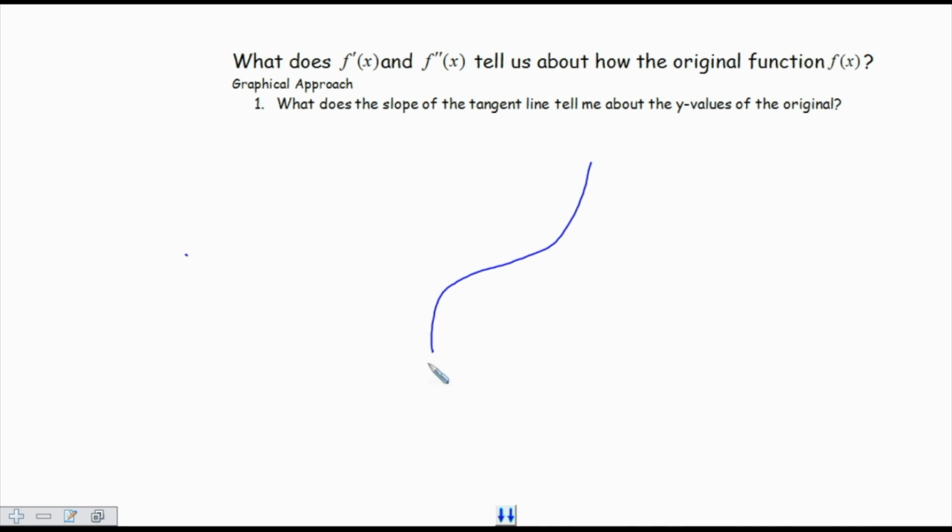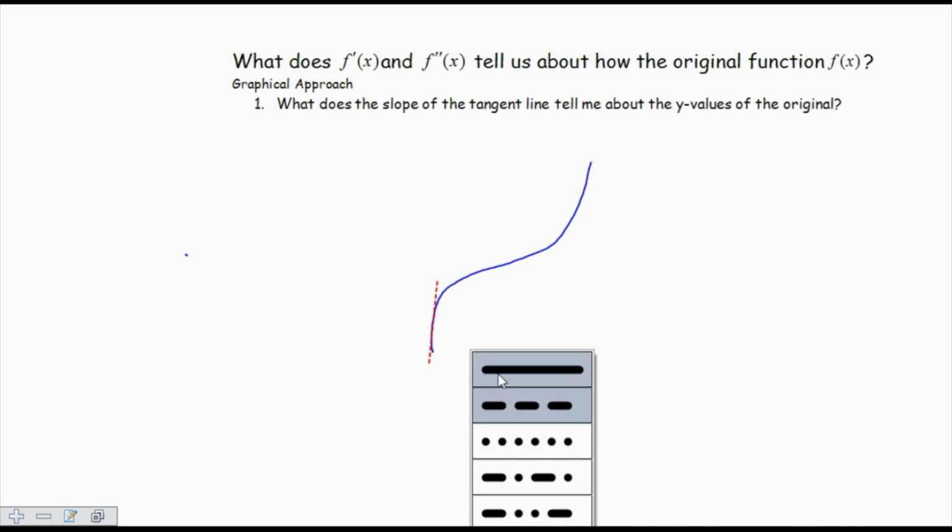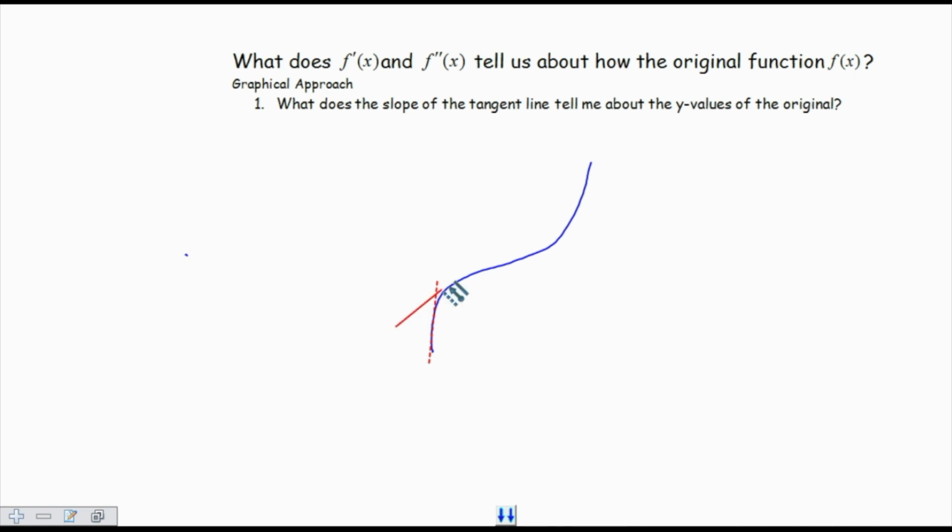And so the question asks, what does the slope of the tangent line tell me about the y values of the original? So I'm going to just draw some tangent lines, and I'm going to cheat and use my little line feature because I cannot draw a straight line. I try. Ooh, and this is even dashed. I don't really like that, but I'm going to change it. That's okay. So let's make it solid. So let's draw some tangent lines to the graph here, just at different points. And let's talk a little bit about what it means and what the graph is doing there.